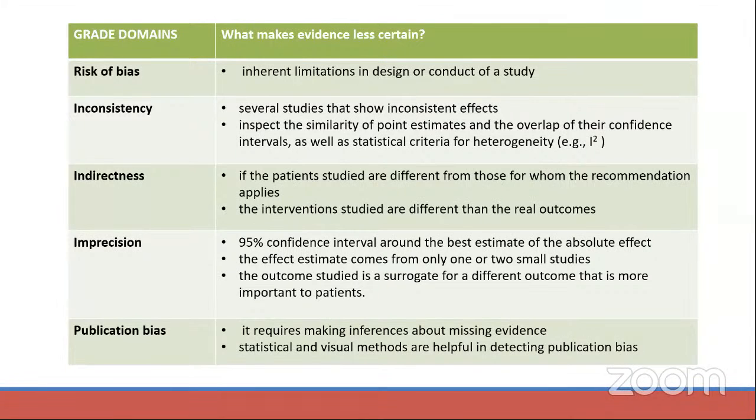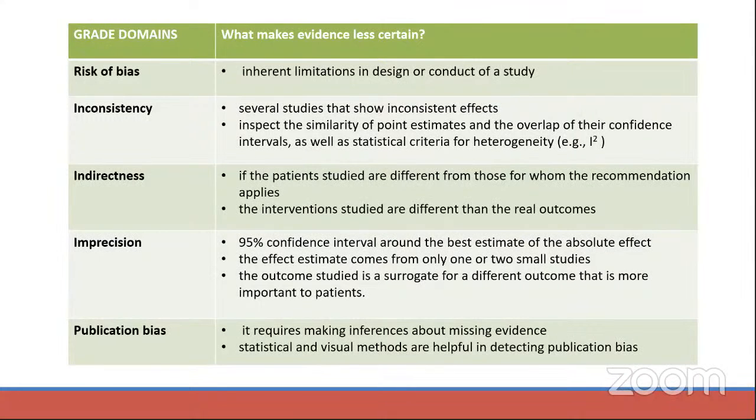So always look at the best estimate of the absolute effect and its 95% confidence interval. If the confidence intervals are very wide, as I showed in the forest plot, you should know that it's imprecise. The confidence interval should be narrow. And if the effect estimate comes from only one or two small studies, that have reported the specific outcome measure of interest with a low sample size, again, it's imprecise. You cannot rely on it.